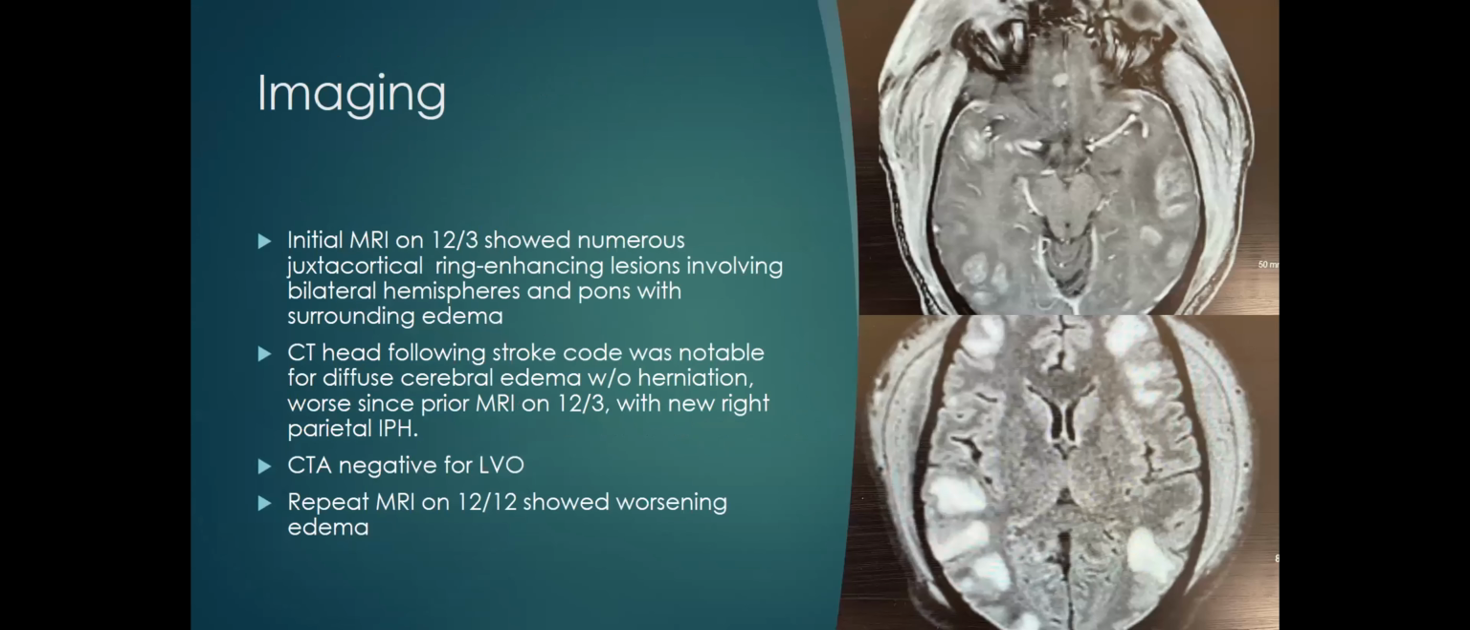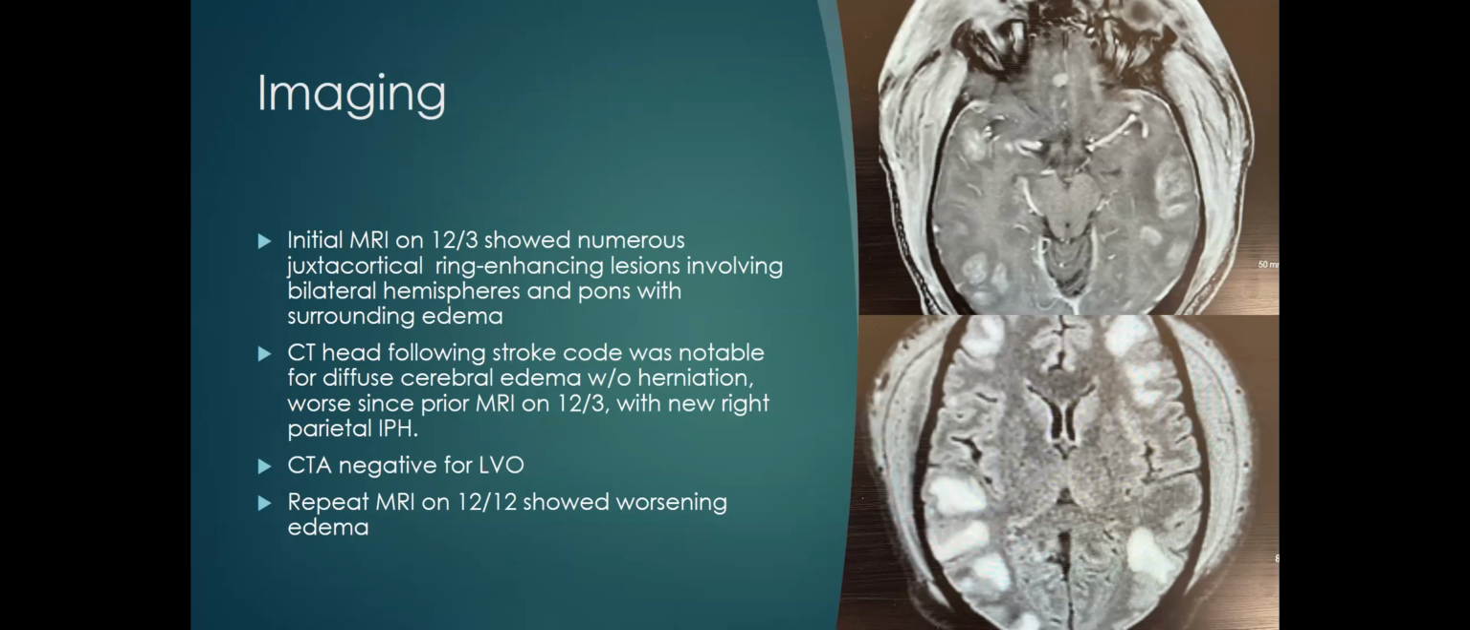Now, imaging was completed, and this is kind of a compare and contrast, but the initial MRI on the 3rd showed numerous juxtacortical ring-enhancing lesions involving the bilateral hemispheres and the pons with some surrounding edema. You can see those ring-enhancing lesions over on the top right. That's your T1 with contrast.